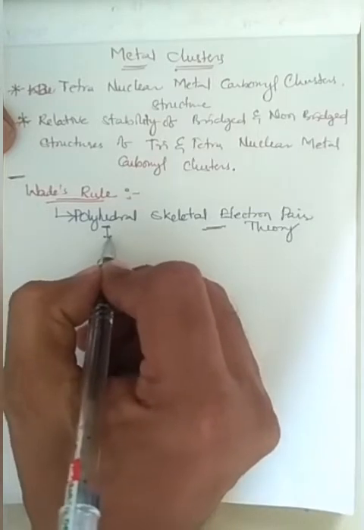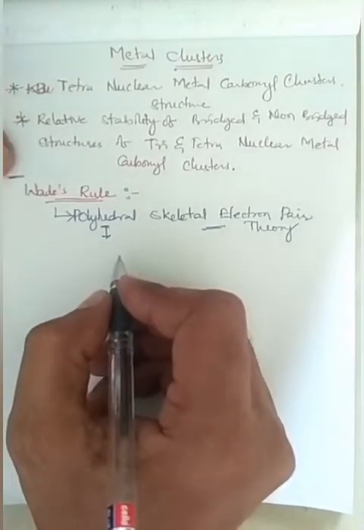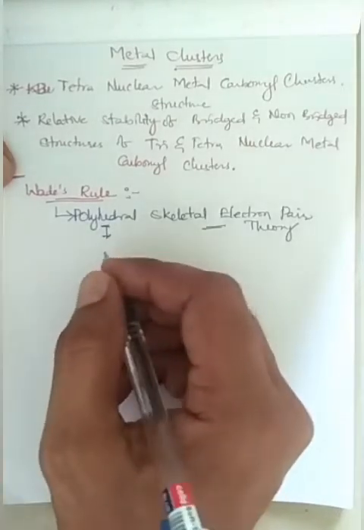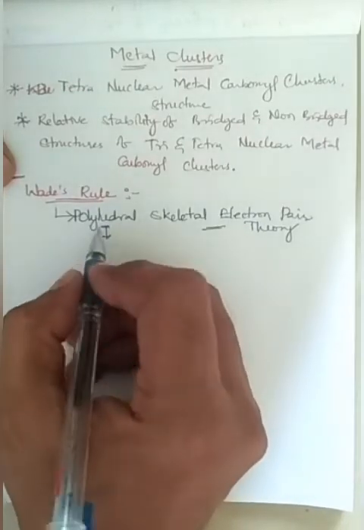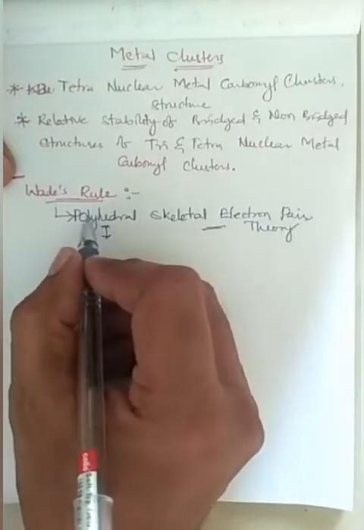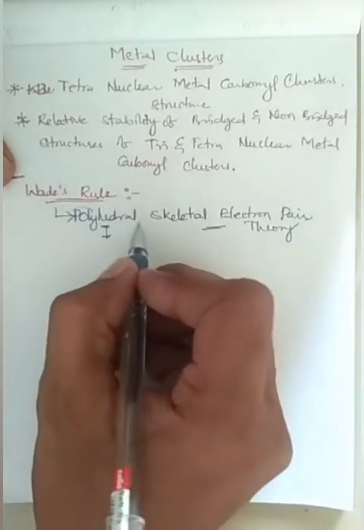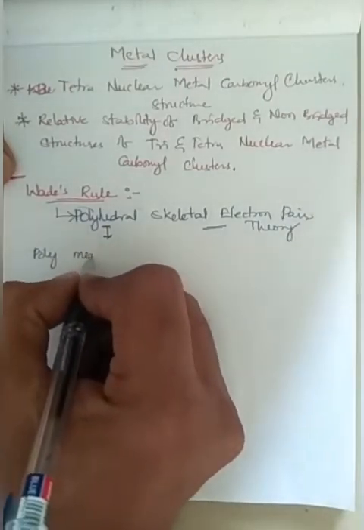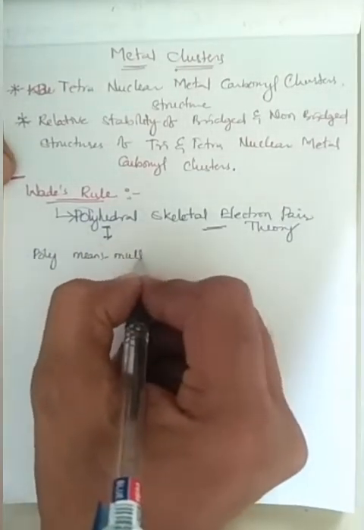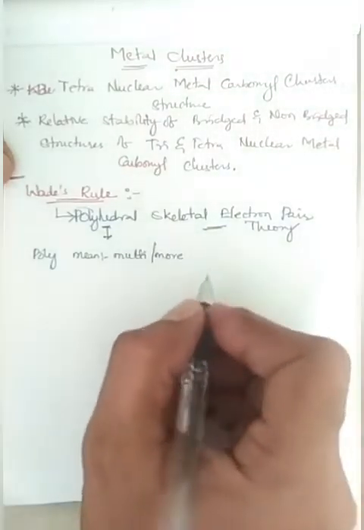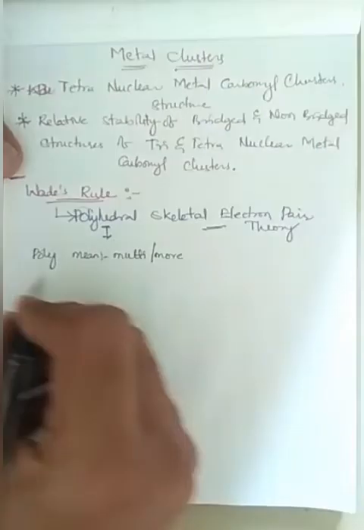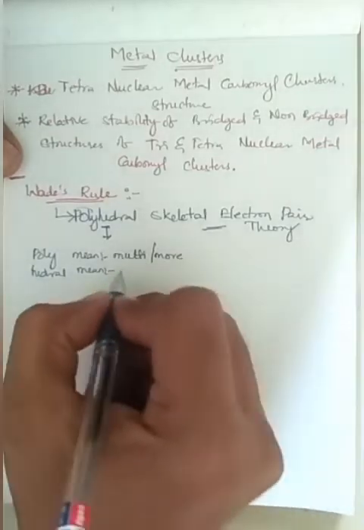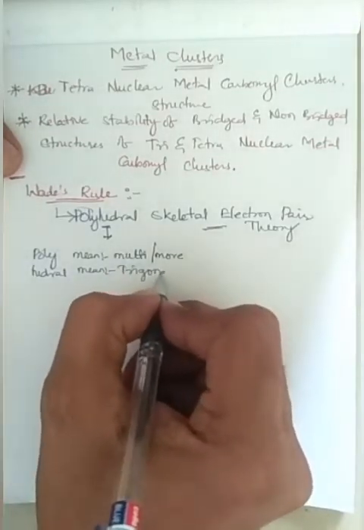Here we have to know what is meant by polyhedral, right? You may not know what polyhedral is, so I will explain what it actually means. The word polyhedral has two terms. One is poly, another is hedral. Poly means multi or more. When it comes to hedral or hedron, it means trigonal face.